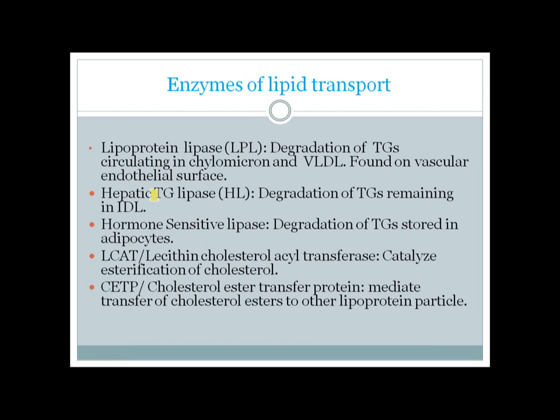So the most important enzymes that I have already discussed, one is lipoprotein lipase. It helps the degradation of triacylglycerol or triglycerides in chylomicron and VLDL, and it is activated by ApoC2. Remember that, very important to know. This lipoprotein lipase is found on the vascular endothelial surface. Another enzyme which is less important is hepatic triglyceride lipase, which helps the degradation of triglyceride remaining in intermediate density lipoprotein. But the more important enzyme is hormone sensitive lipase, which is found in tissues and helps the degradation of triacylglycerol stored in adipocytes.